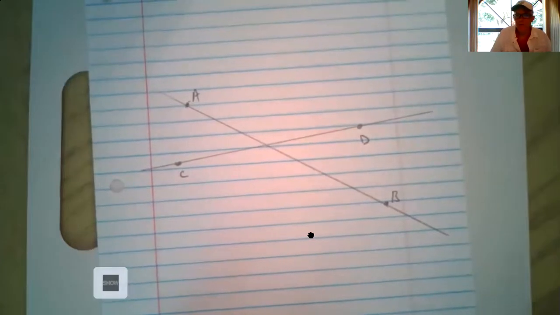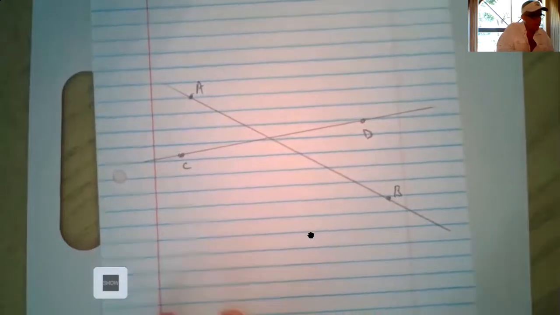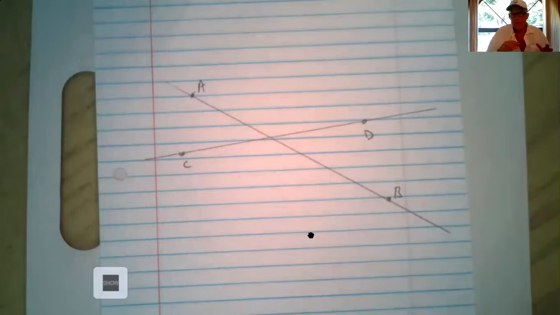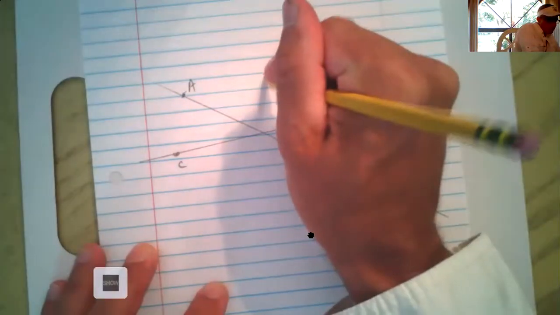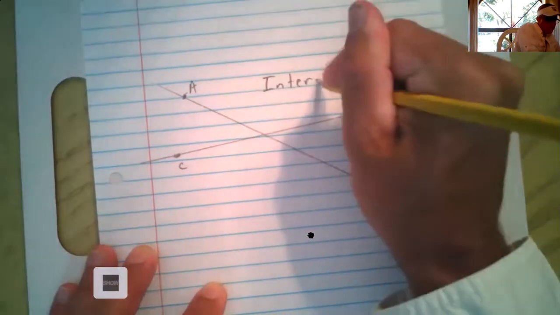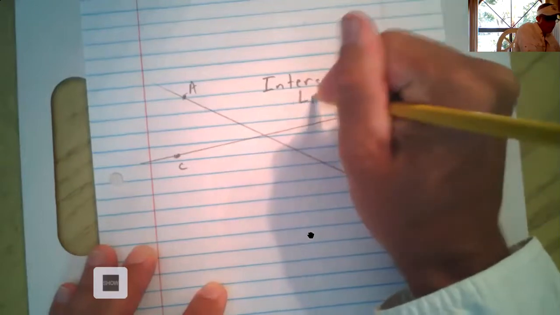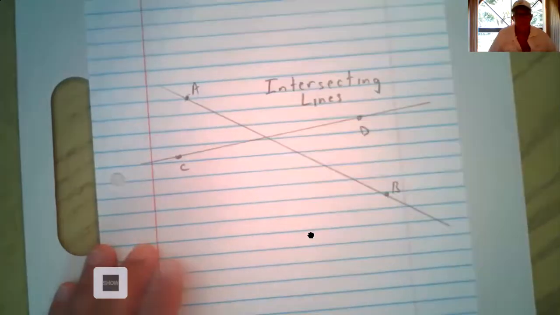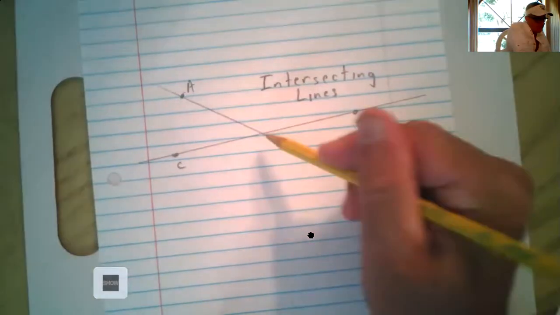And I also see that these lines are touching. What's the difference between parallel lines and this line right here? Parallel lines, they never, ever, ever touch. Okay, these are called intersecting lines. Intersecting lines, lines that touch, that have a common vertex right here.